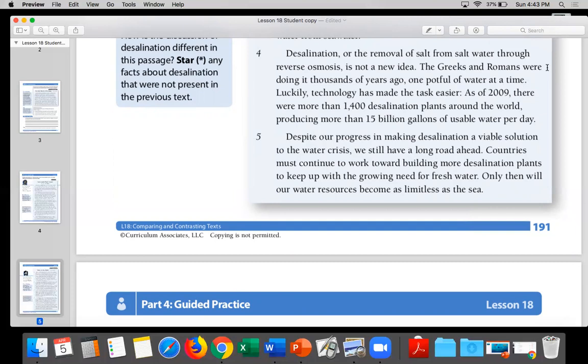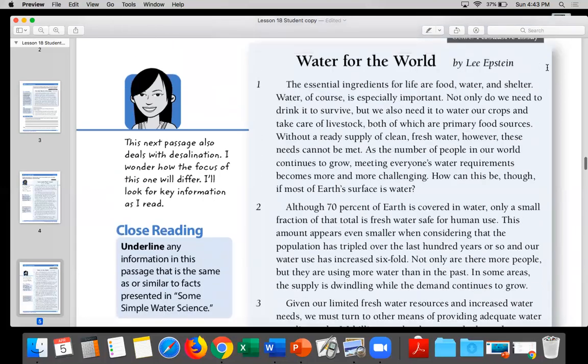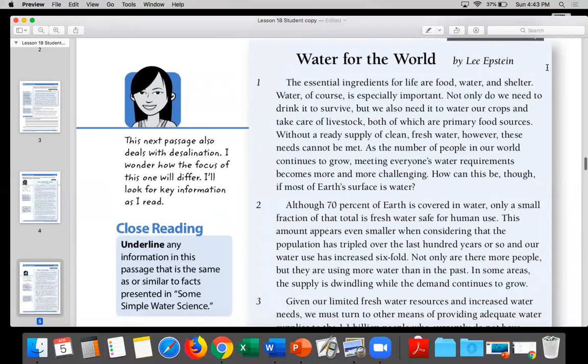Despite our progress in making desalination a viable solution to the water crisis, we still have a long road ahead. Countries must continue to work toward building more desalination plants to keep up with the growing need for fresh water. Only then will our water resources become as limitless as the sea. All right, water for the world.